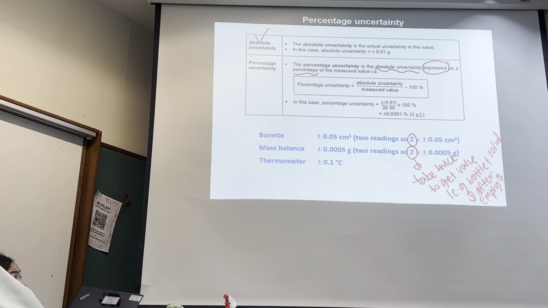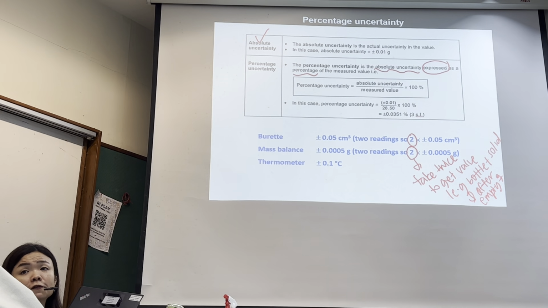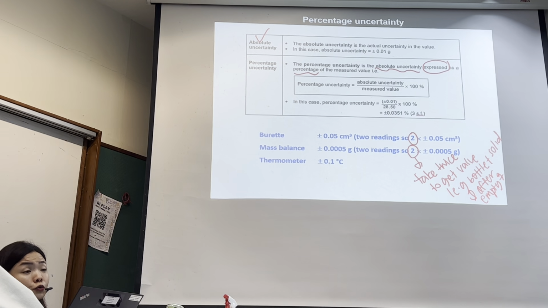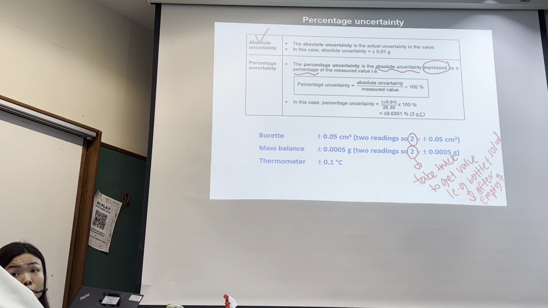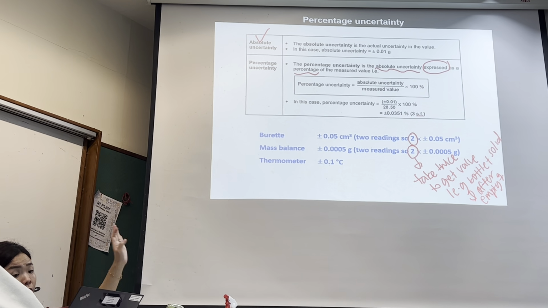Okay, these are the common ones that we will use. If they have stuff that you aren't usually exposed to, for example the pipette, then they will tell you the pipette is usually plus minus 0.06. Otherwise, you will need to know the mass balance and the burette for sure.